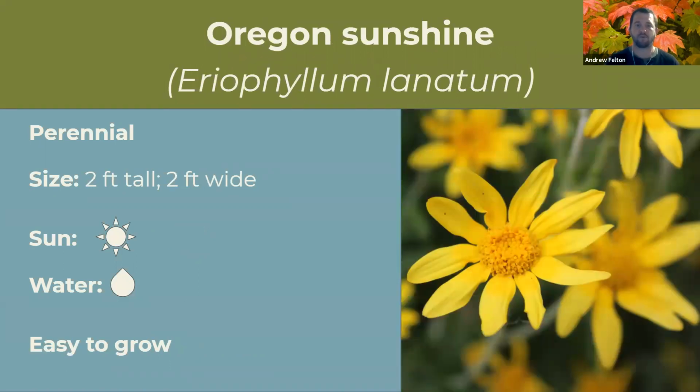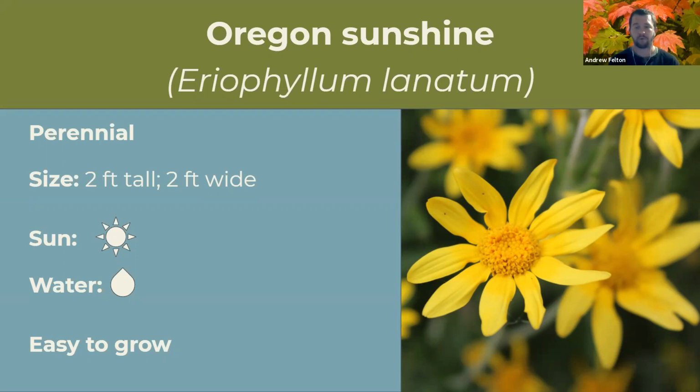Now, our next one is Oregon Sunshine. As you can see from the photo, it's really just a cheerful plant. It really looks like a ray of sunshine. What's great about Oregon Sunshine is that it's one of the few native plants that does really well in dry, sunny locations.